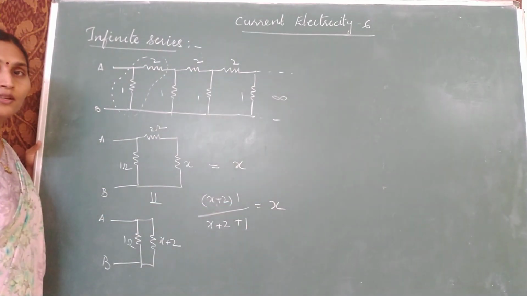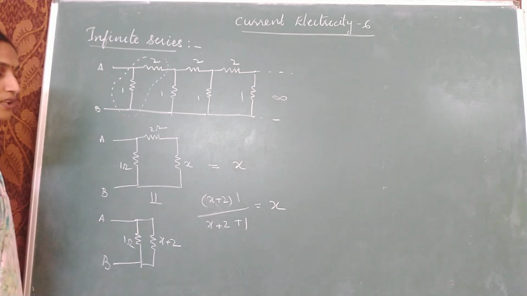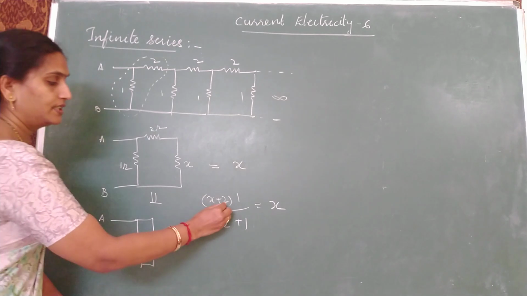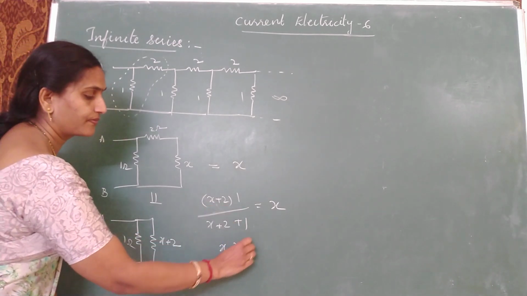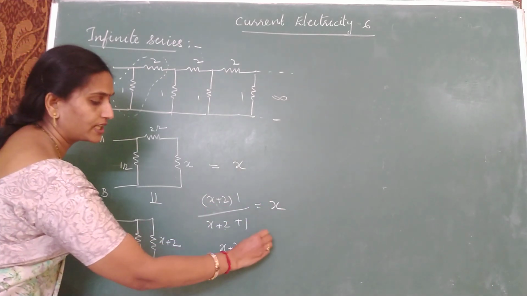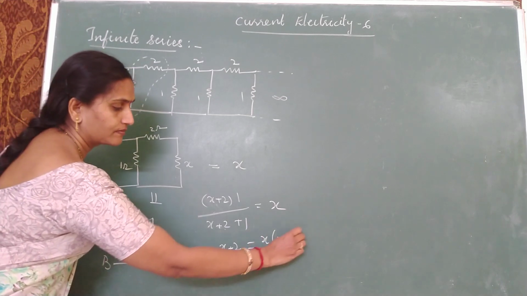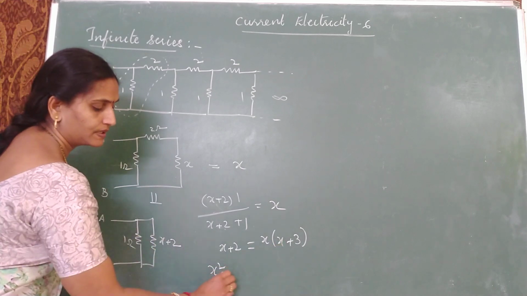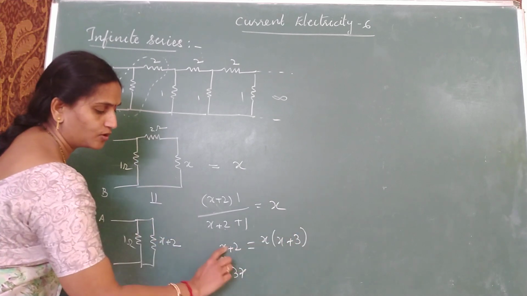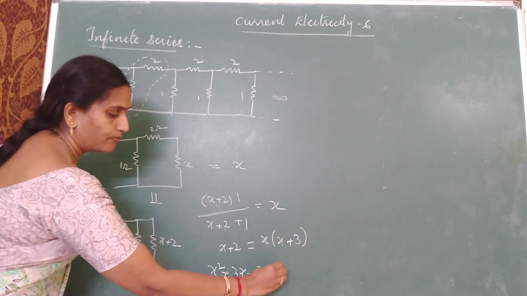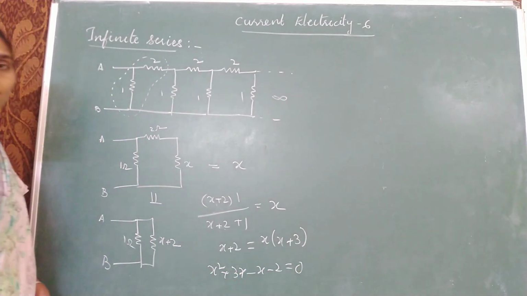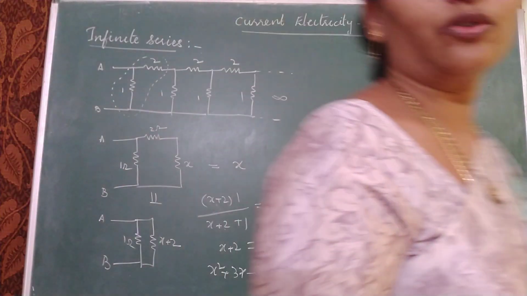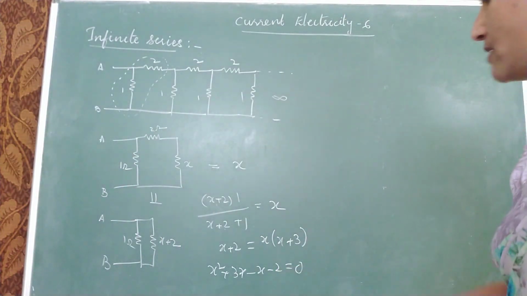Simplify it, you will get a quadratic equation. You can solve the quadratic equation and get the answer. So X plus 2 is equal to X plus 3 into X, or X square plus 3X. Bring this term to the left: minus X minus 2 is equal to 0. So solve this quadratic equation. You know how to solve it. What should be the solutions?